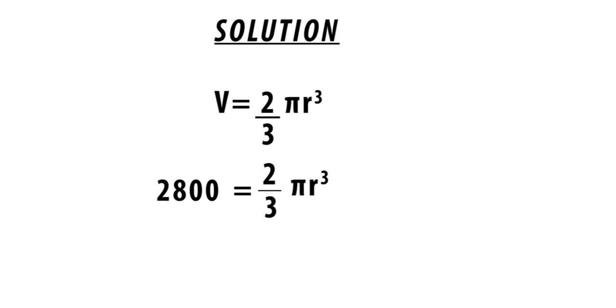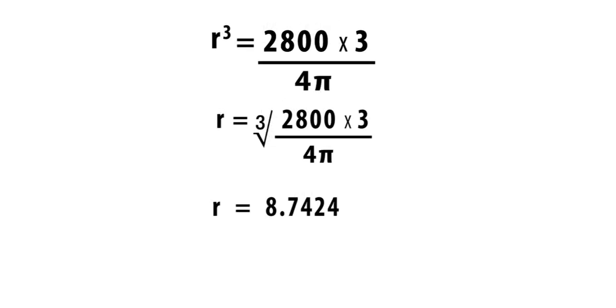If you do change of subject, because we are looking for r, then we have r cubed equals 2,800 multiplied by 3 divided by 2 multiplied by 3.14, which is the value of pi. When we simplify, we are going to get 1,336.58. Because we are looking for r, we take the cube root of 1,336.58, and that will give us 11.02.